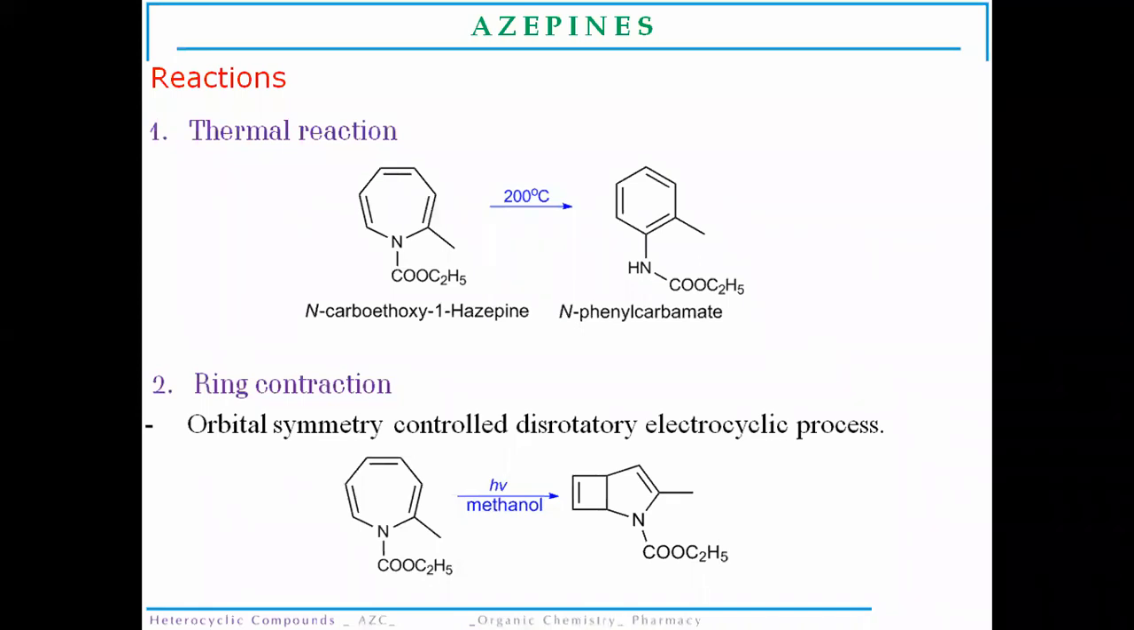Now 2-methyl N-carbomethoxyazepine undergoes reaction with light in the presence of methanol. It is converted into a bicyclic compound, that is 2-carbomethoxy 3-methyl 2-azabicyclo heptadiene, in 93% yield. So if we irradiate this with light, it is converted into a bicyclic compound.